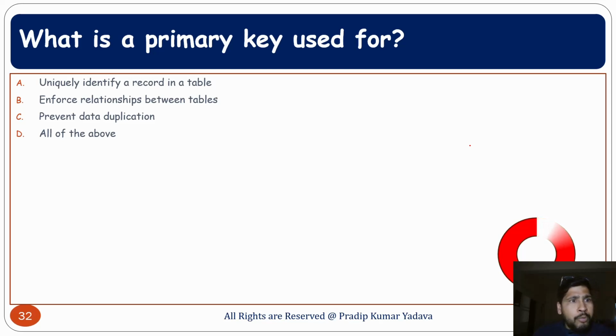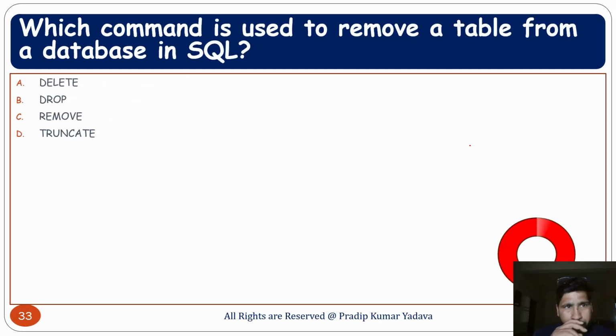What is a primary key used for? So basically, primary key is used to uniquely identify a record in a table, enforce relationship between tables, and prevent data duplication. So all properties are of primary key. Which command is used to remove a table from a database in SQL? If you want to remove a table, definitely you can use drop and truncate. There is a very big difference between drop and truncate, so in future we can discuss. Here we are talking about removing the table, not the data. So the correct option will be drop.